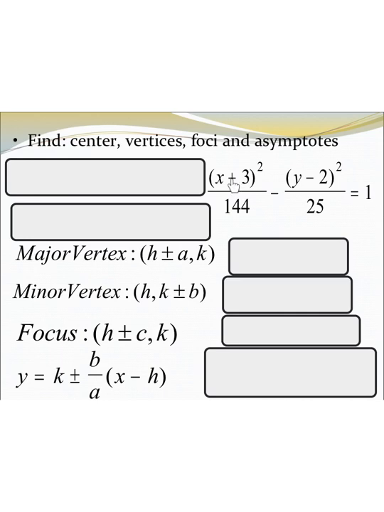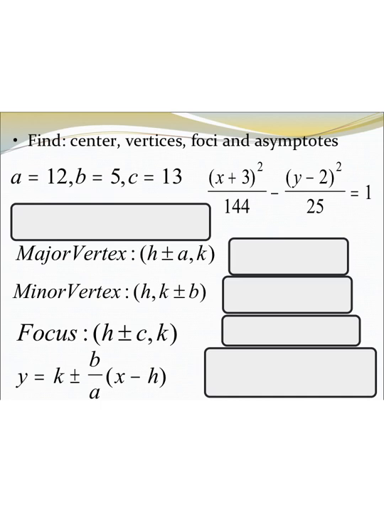Since x is our positive variable, that means the number under x is going to be our a value, and then the number under y is going to be our b value. So we take the square root of 144 to get our a value of 12, and then we take the square root of 25 to get our b value of 5. And then using our equation to find c, we get that at 13.